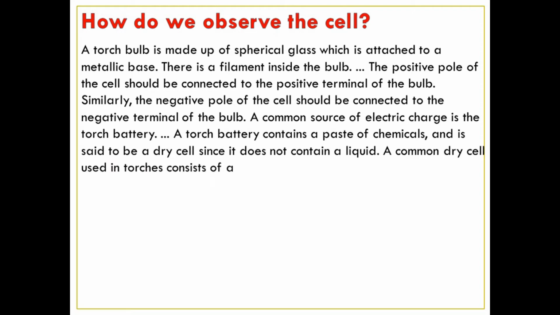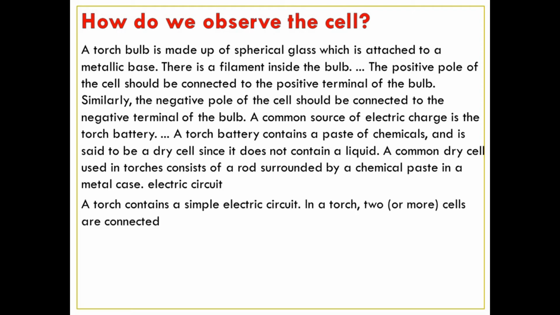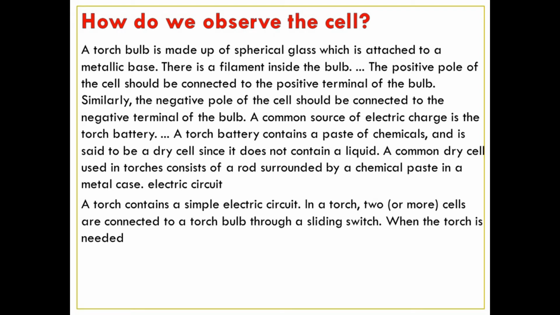A torch battery contains a paste of chemicals and is said to be a dry cell since it does not contain a liquid. A common dry cell used in a torch consists of a rod surrounded by chemical paste in a metal case. It is an electric circuit. A torch contains a simple electric circuit.